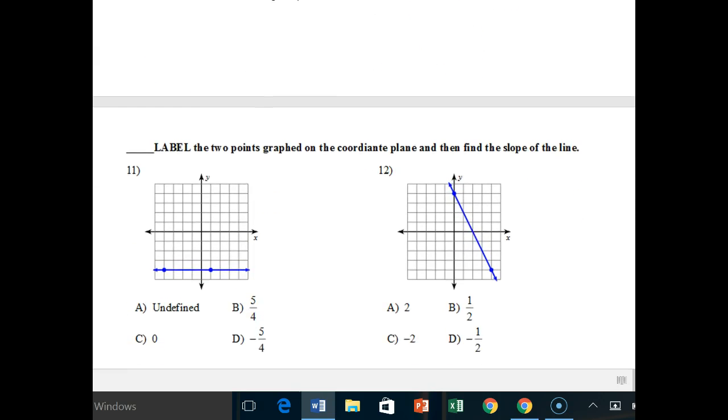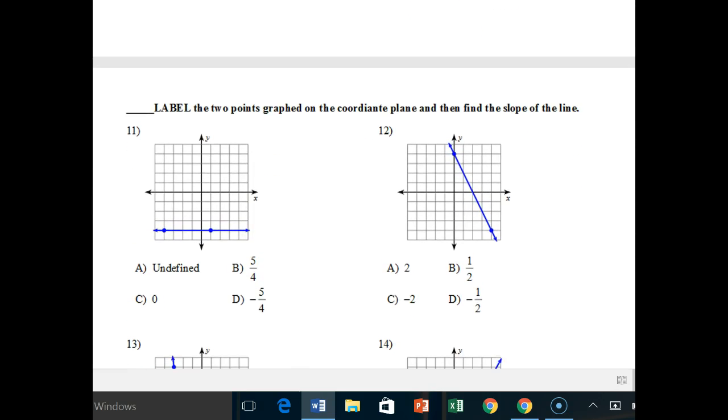On the back side, we need to label the points and then find the slope of the line. So I'm going to write this point 1 and point 2. Remember, all points are x, comma, y. So let's find the points.